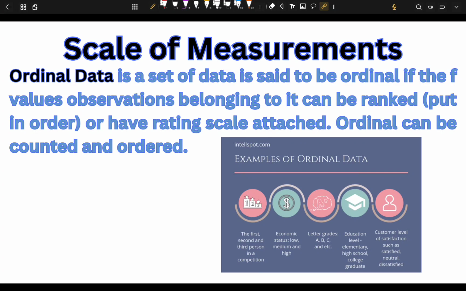Lagi lang natin isipin kapag ordinal data, it could be ranked. Ayan, counted and ordered.